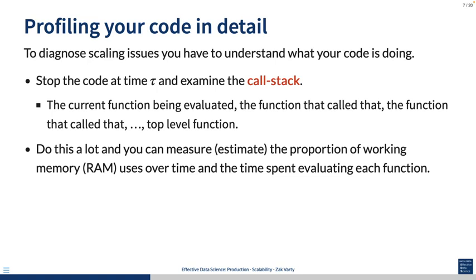So you can see here the parallels with functional programming, where we have nested function calls, and here we're evaluating at each time point which function we're running, and the functions that have led us to run that function in the first place. If we do this at very many time points, then we'll know which function we're running at almost any time during our code's evaluation, and we can use that to measure, or more accurately to estimate, the proportion of working memory that's being used at any given moment, and also the total time that is spent evaluating each of our function calls.